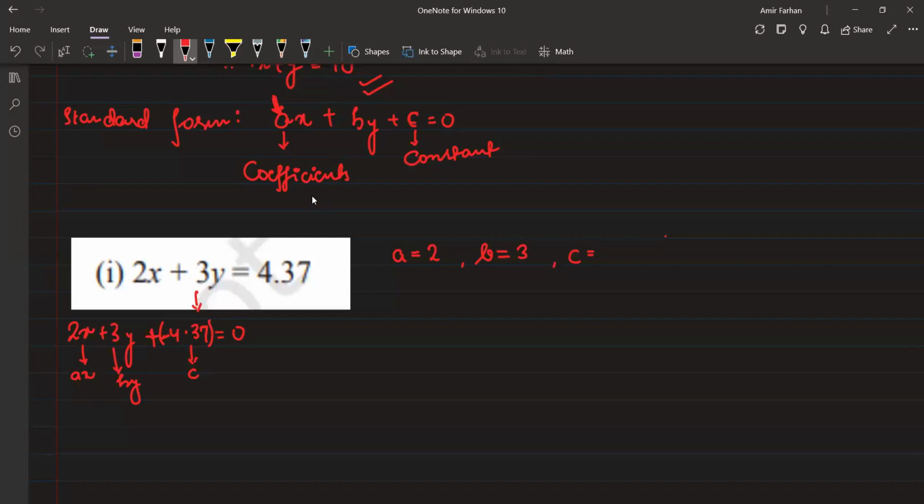So now both the terms are similar. Plus is there, plus is there, plus is there, plus is there. So we can compare, yes or no? So the value of C would be minus of 4.37. Is that clear now? Yes.